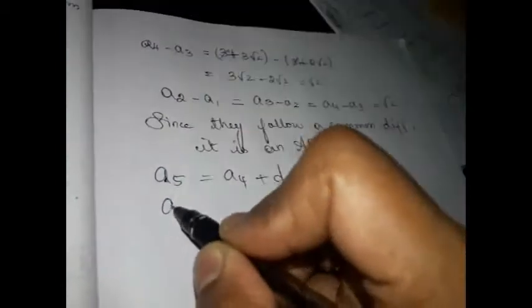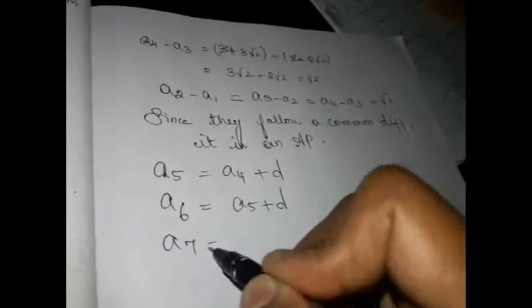If it is an AP, they asked you to find the next three terms. So how will you find your next three terms? A5 is going to be A4 plus D. Then what is going to be your A6? Next term is going to be A5 plus D. A7 is going to be A6 plus D, right?